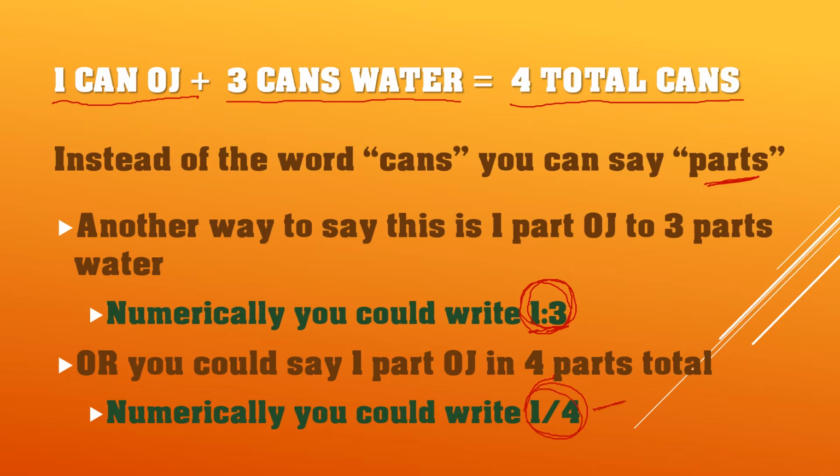And when you're writing it as a fraction, you write the total on the bottom of the fraction, not just the amount of diluent that you're using, not just the amount of water, like when we write 1:3 up here. The 3 is for the 3 parts of water.